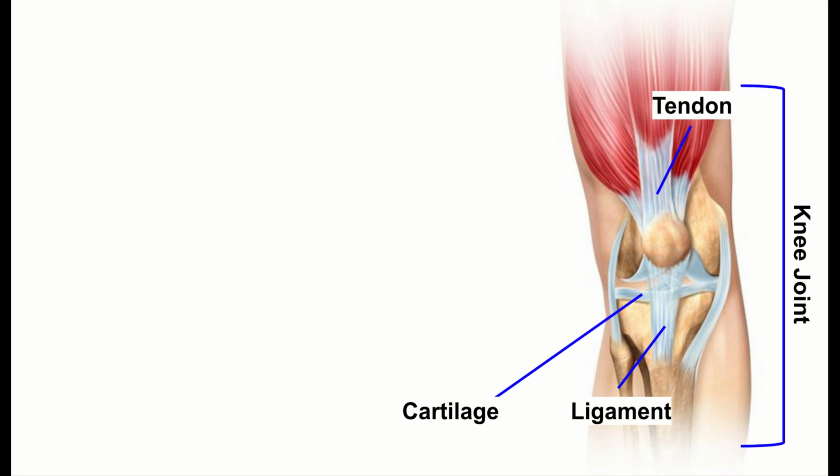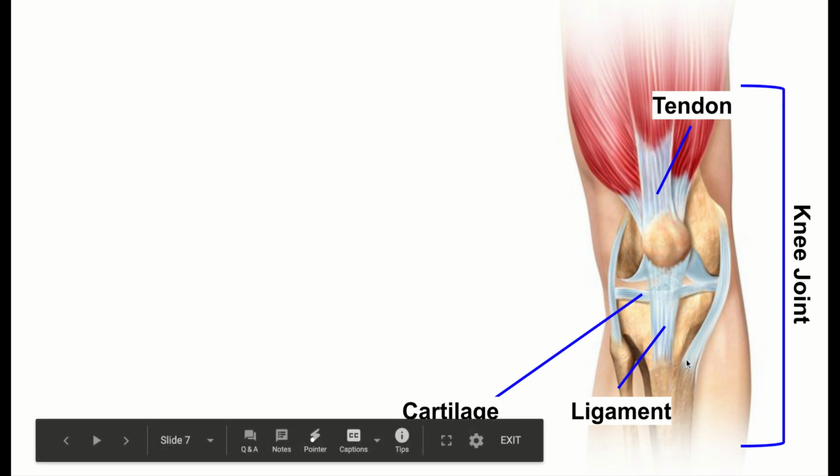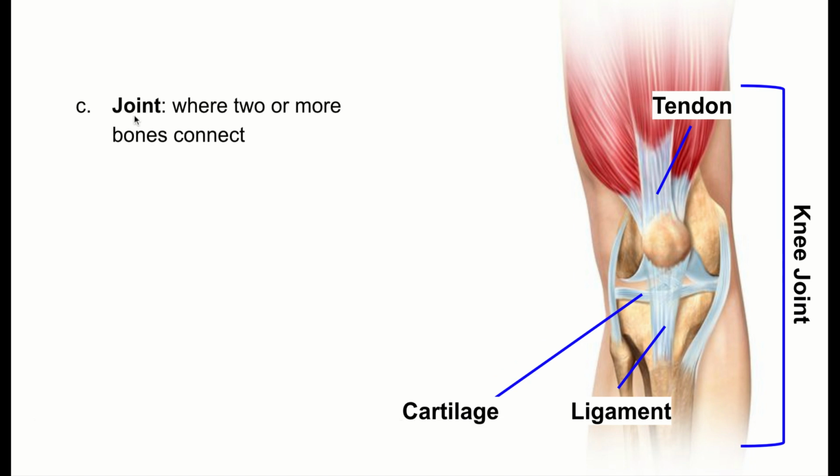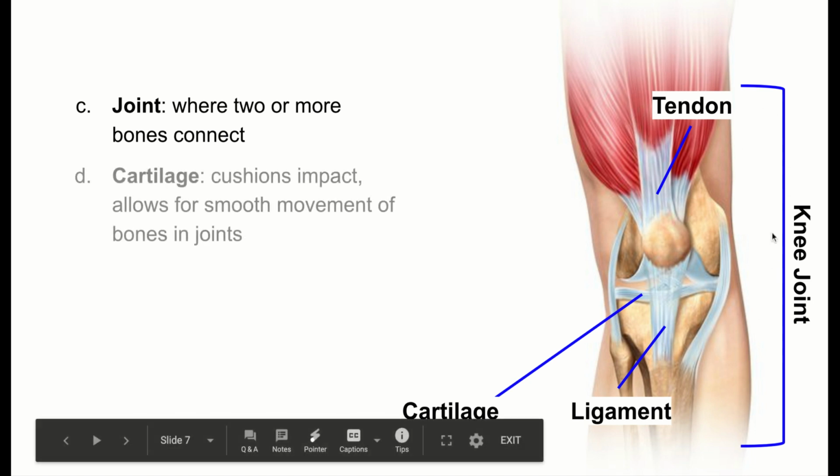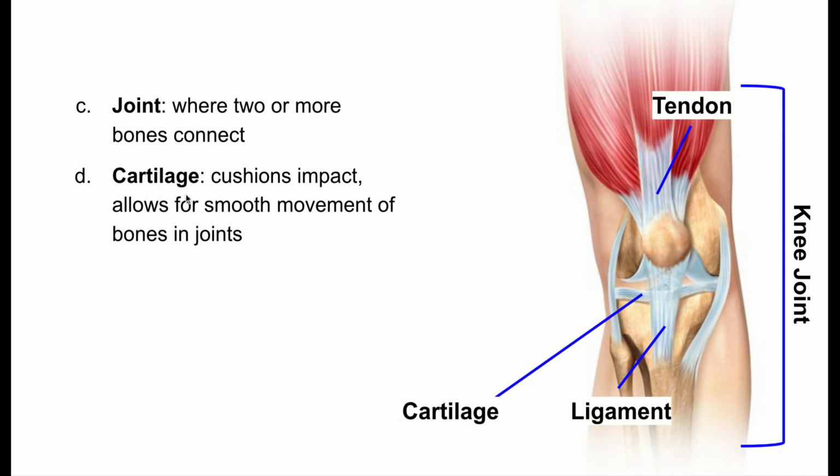Let's keep going. Now let's look at the connections between bones and muscles. Detail C, we're looking at a joint here. This is where two or more bones connect. This is your knee joint. So there's different structures here. Detail D, the first structure, is cartilage. Cartilage is a squishy tissue that cushions impact and allows for smooth movement of bones in joints.